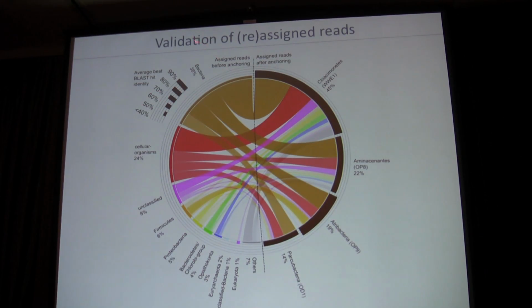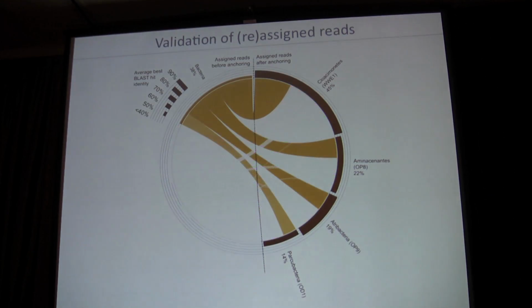If we look at, so on the left-hand side, you see the assignment of reads before we added our single cells to the data set. So about 38 of these metagenome reads were assigned to bacteria, so they were assigned to the kingdom level. Now, if we add our single cells to the data set and we redo the binning, these reads ultimately are now assigned to some of our candidate phyla, again, to OD1, OP9, OP8, and WWE1.